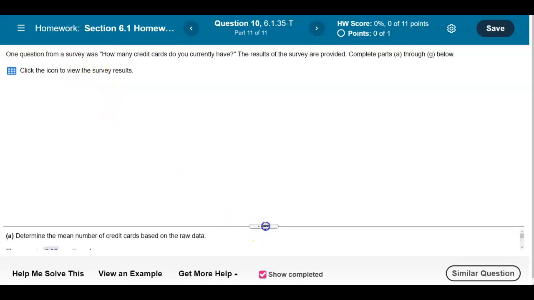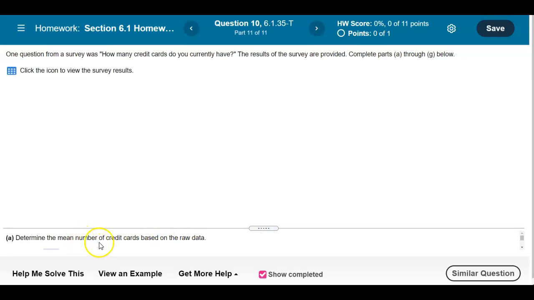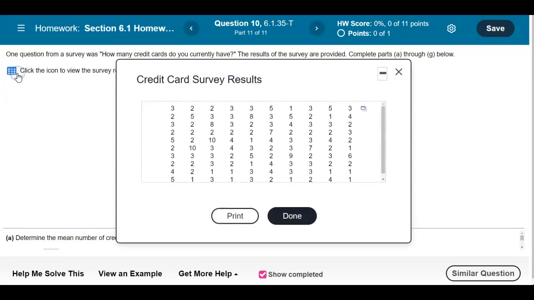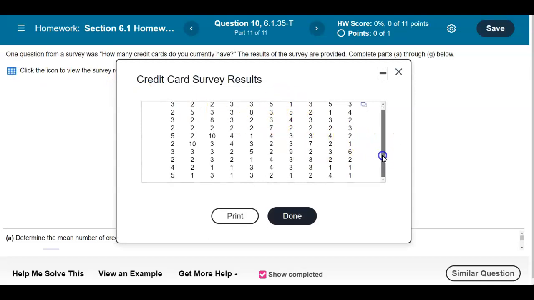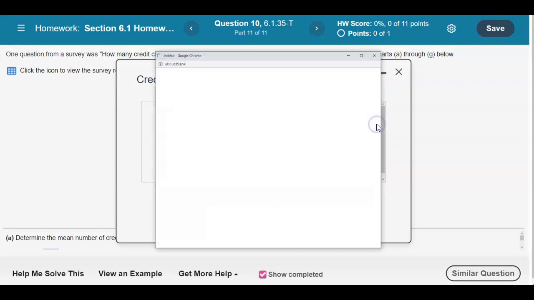So the first thing we want to do is determine the mean number of credit cards based on the raw data. So we're going to go ahead and open this up. Here's the raw data. So we have all this information in here. And we're going to open this up in the StatCrunch.